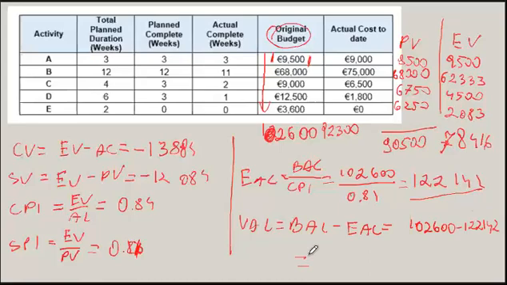So that's minus 19,542. Yeah, and that's a reasonable place to stop for this one.